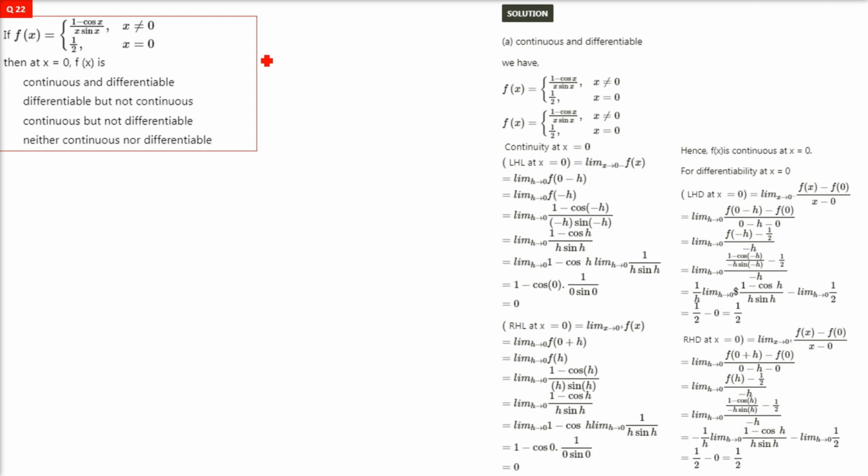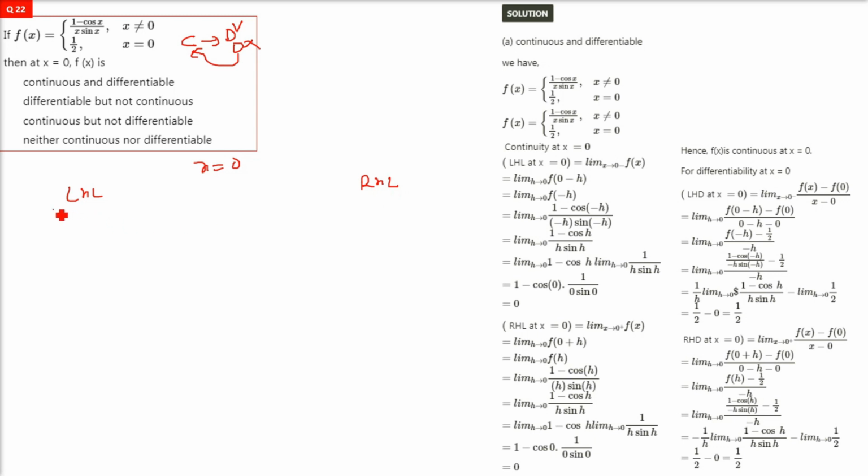So it is subjective. Sometimes people do it like this, but I'll give you another way to do it. If the function is continuous, it may be differentiable or non-differentiable, but if a function is differentiable, it has to be continuous. The reverse is not true.